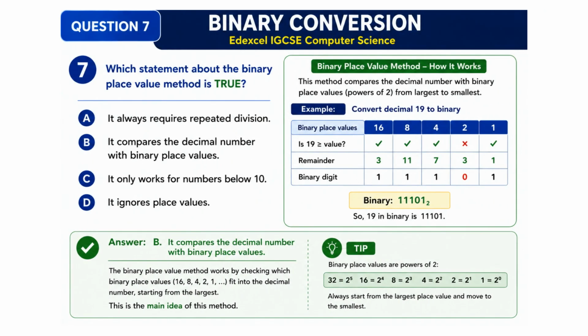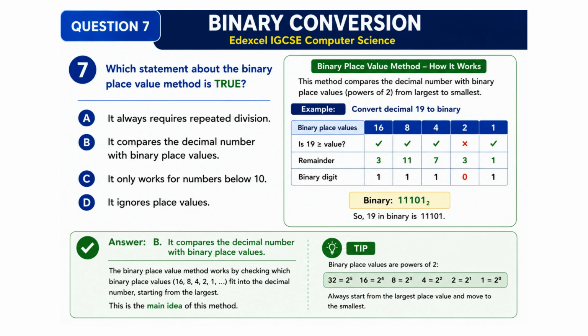Which statement about the binary place value method is true? Take a moment to read the options carefully. The correct answer is option B. It compares the decimal number with binary place values. This method works by comparing the decimal number with the binary place values 16, 8, 4, 2, and 1, or larger powers of 2 if needed.